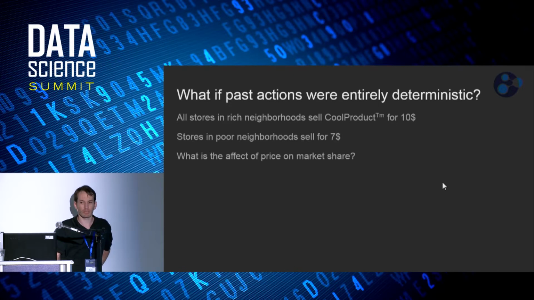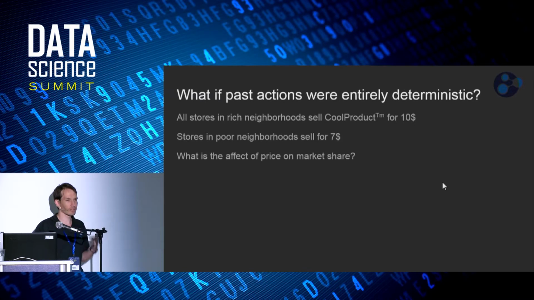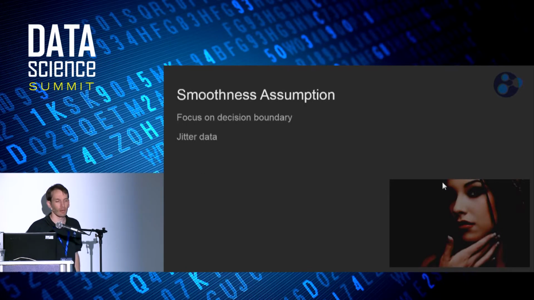And the question is, in such a case where the rich neighborhoods got one price and the poorer neighborhoods got another price, can I say anything about price sensitivity? Can I learn how that affects it? Now, based on what I said previously, I would say the perfect separation, it's a confounder, I can't exclude it, would answer no. But we have another trick up our sleeves. We can impose a smoothness assumption.